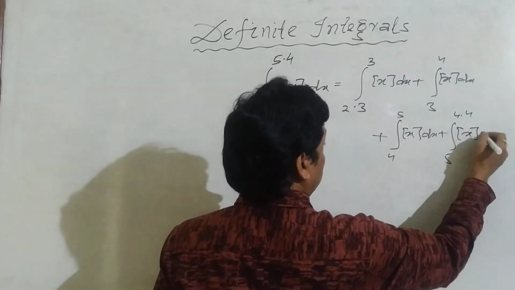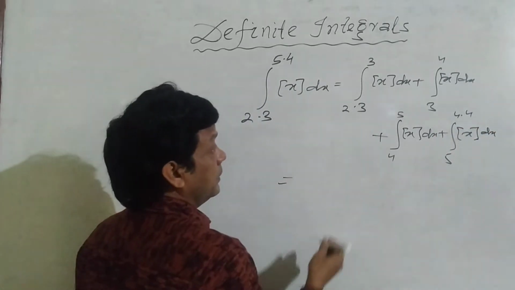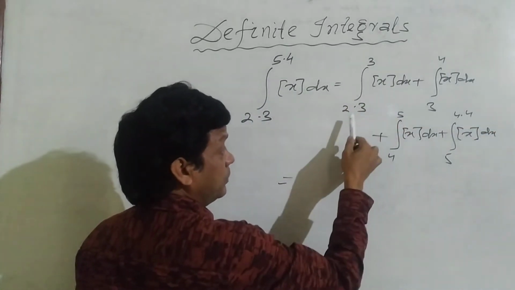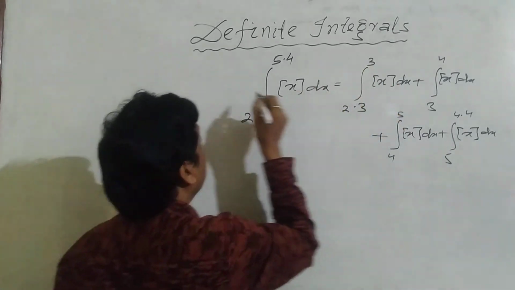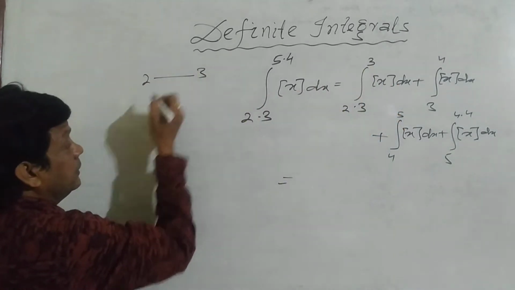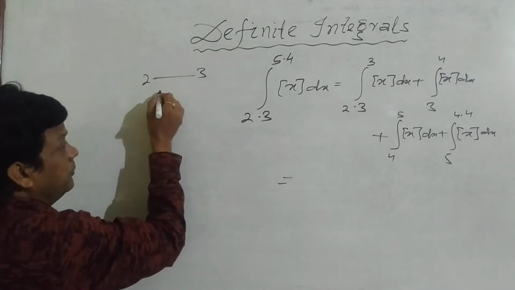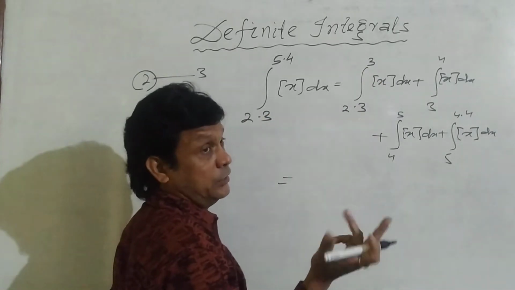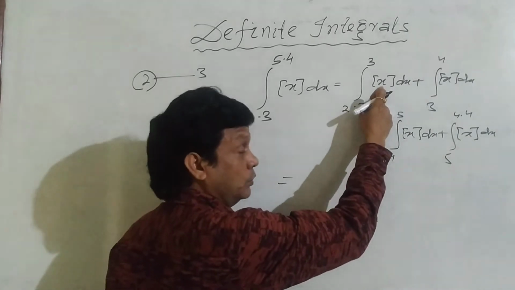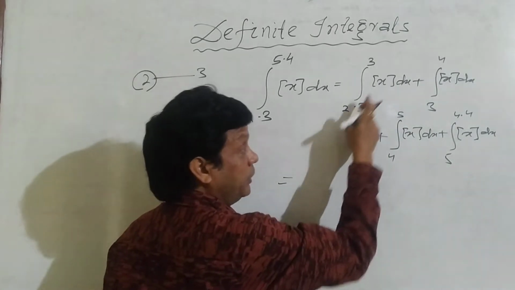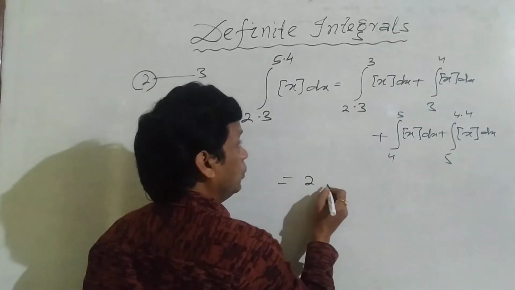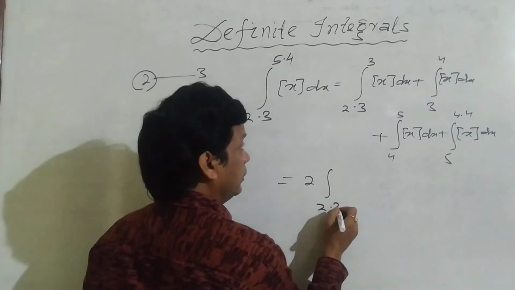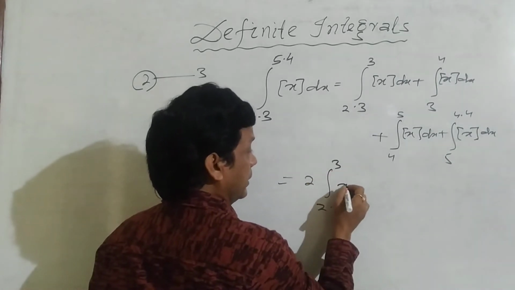See, what is the difference I am telling you? Here, if the value of x lies between 2 and 3, any number in between 2 and 3, the value of bracket x will be 2. And here 2.3 to 3 also lies between 2 and 3. So the value of bracket x will be 2. Not 2.3, it will be 2. So 2 goes outside, 2.3 to 3, dx.